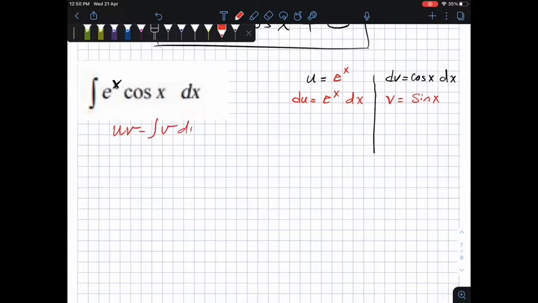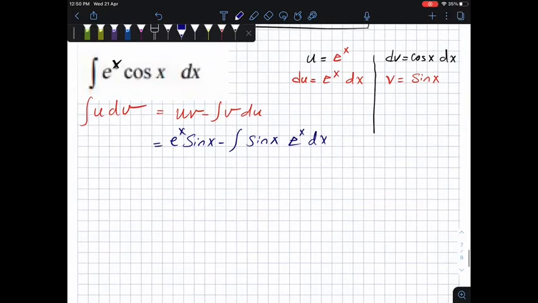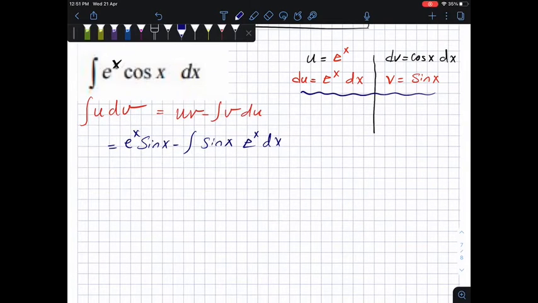uv minus the integral of v du, and don't forget also to write the head of the question, which is the integral of u dv. The u here is e to the power of x, and the v is sine x, minus the integral of v, which is sine x, and the du, which is e to the power of x dx. Yes, we should do integration by parts again, since the integral of sine x e to the x is a product of two functions. So yes, u equals e to the power of x, and dv equals sine x dx.